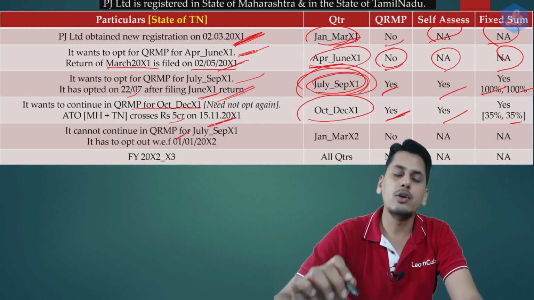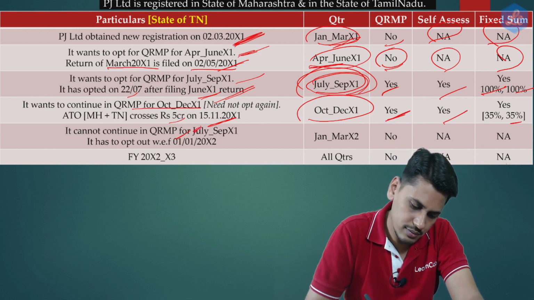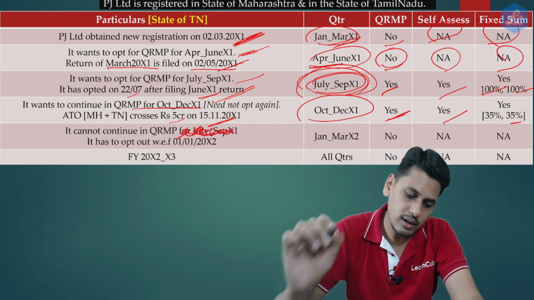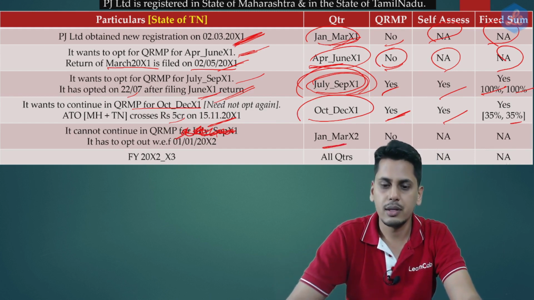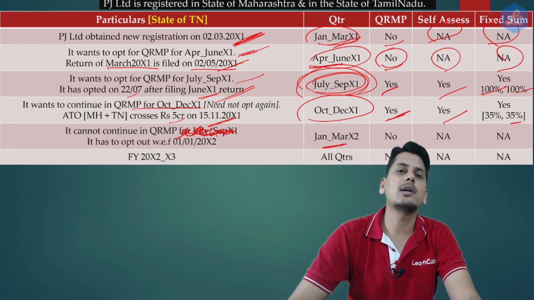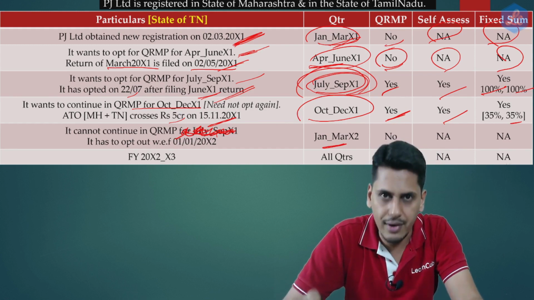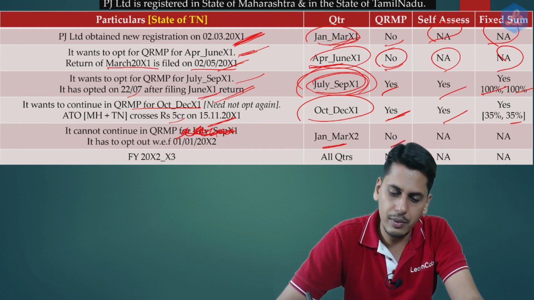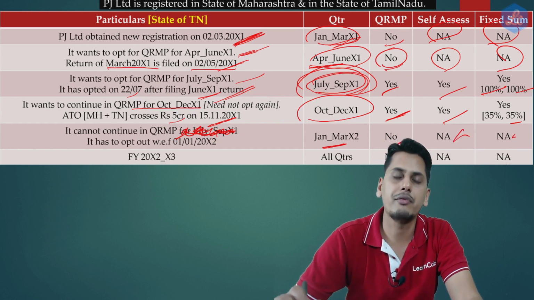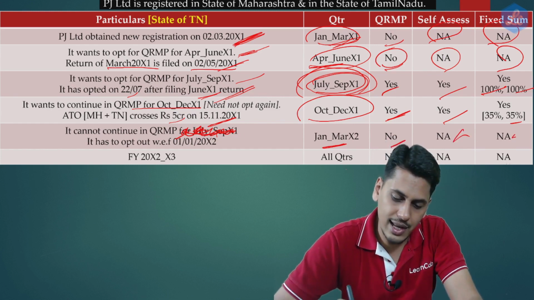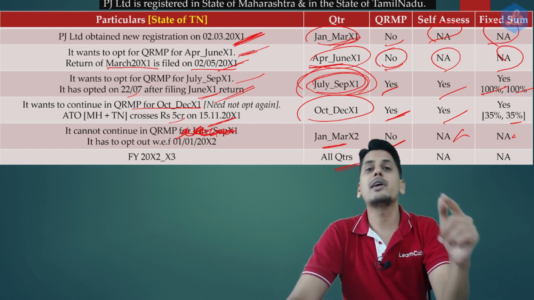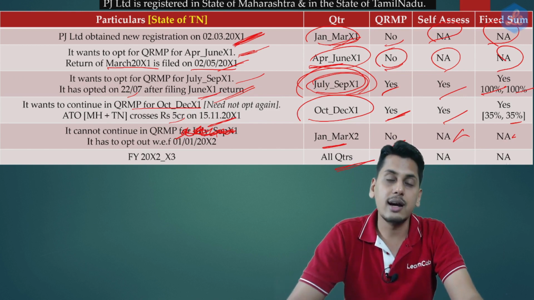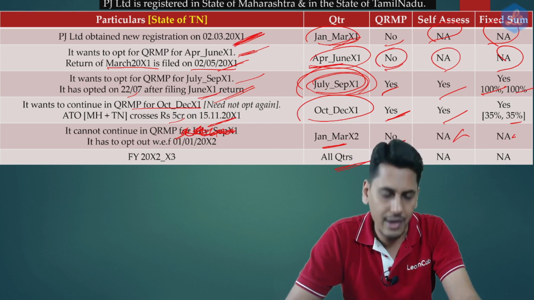It cannot continue in QRMP. It cannot continue in the QRMP for the next quarter, January to March, because in the preceding quarter the aggregate turnover has crossed 5 crores. So therefore QRMP is no. When there is no QRMP, there is no question of self-assessment or fixed sum method. In the next financial year, for all the quarters, QRMP is not available because in the preceding financial year, aggregate turnover has crossed 5 crores.